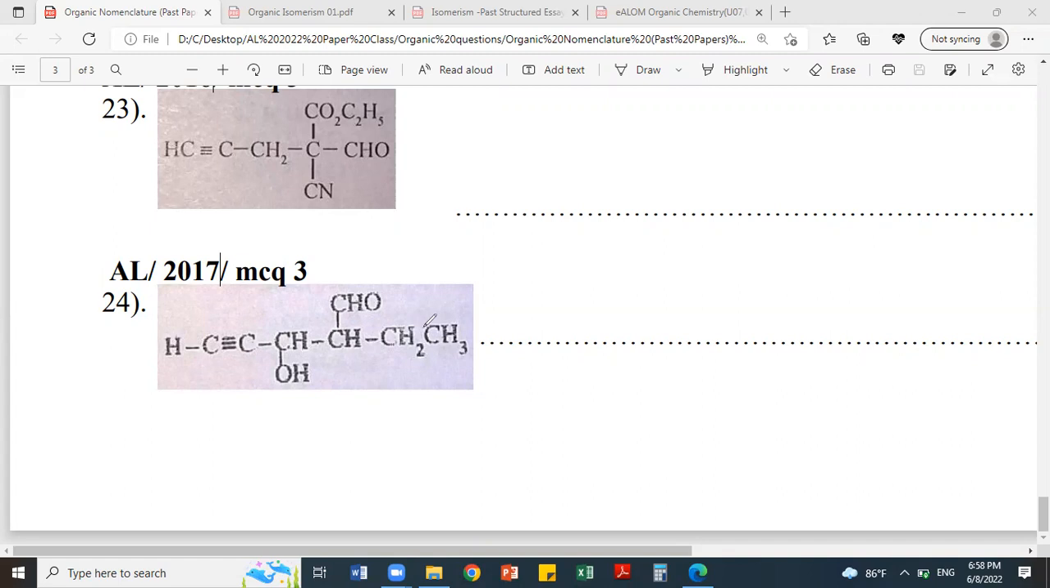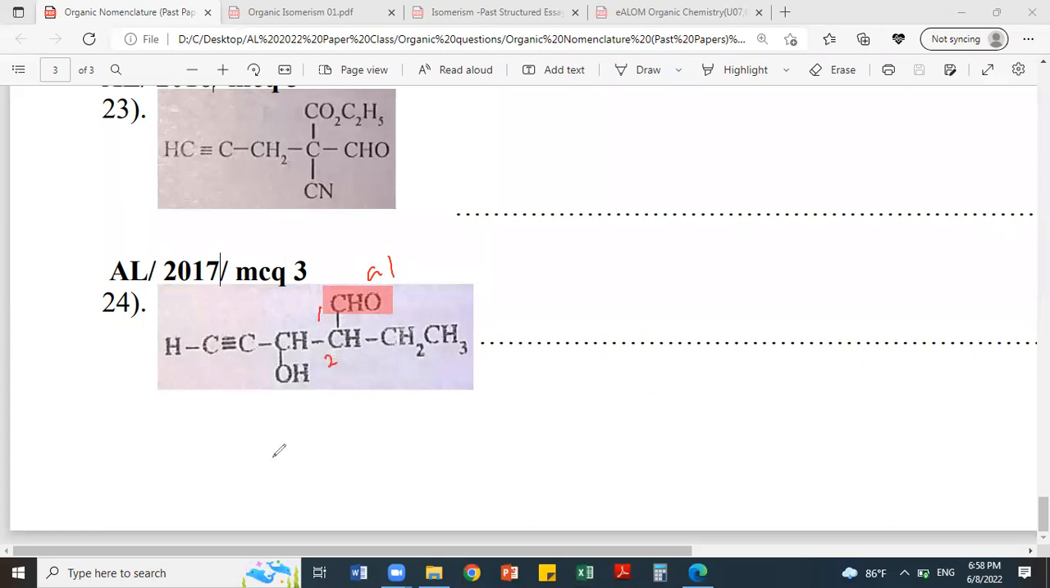Pent, okay, 5 carbon, the longest chain, 4-ynal. Don't write 1-nal. Just straight away, you can write 4-ynal because the aldehyde group, CHO, is -al. Here the main functional group is CHO. That's the name ending in -al. So you have to start numbering from this carbon. 1, 2.